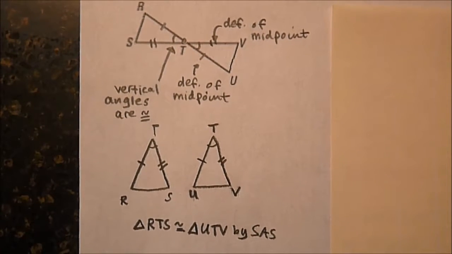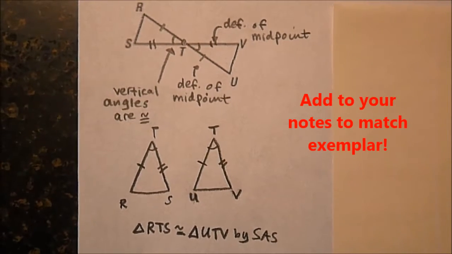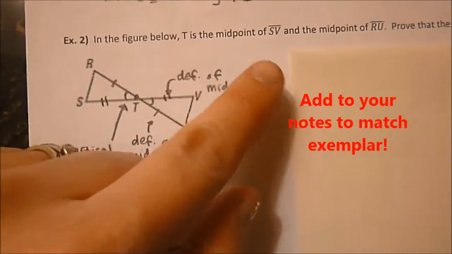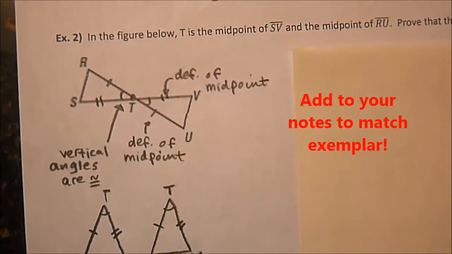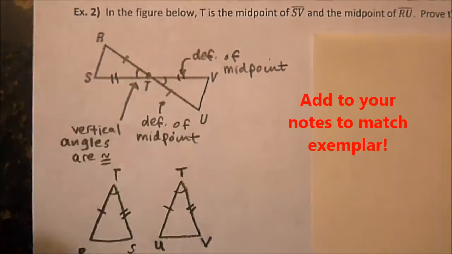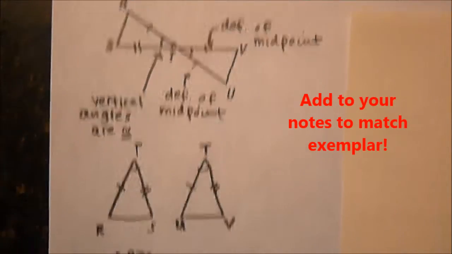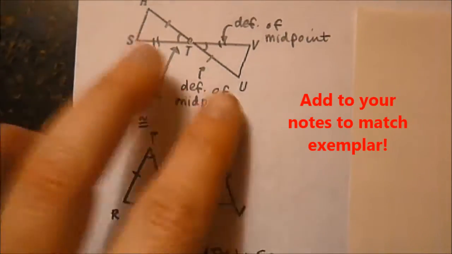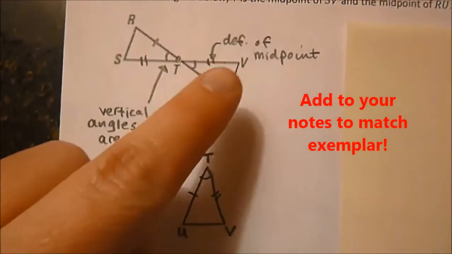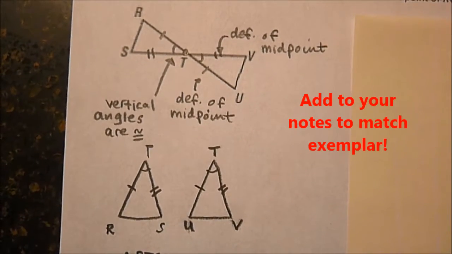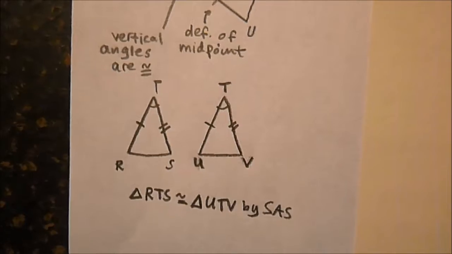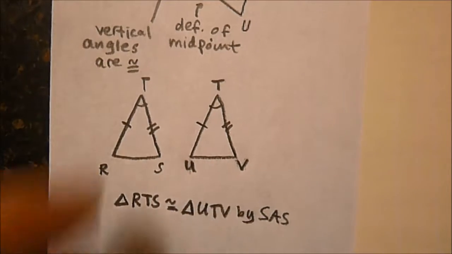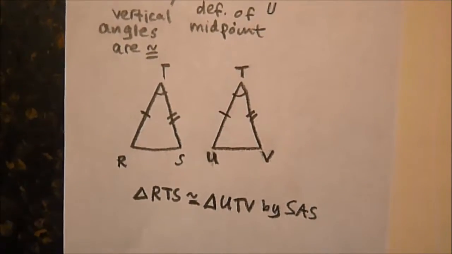Here is my annotated diagram. I marked up the definition of midpoint twice here because I knew that T was the midpoint both of SV and of RU. So notice that I have two different sets of congruence marks here, and then I have a set of vertical angles. I found it helpful to redraw my triangles to make sure I was lining up the corresponding parts in the right place. This was a rotation that took place to map one shape onto the other, so I find it helpful in a rotation to redraw the triangle. So when I did that, I can see that RTS will be congruent to UTV by SAS. I have two sides and an included angle here.